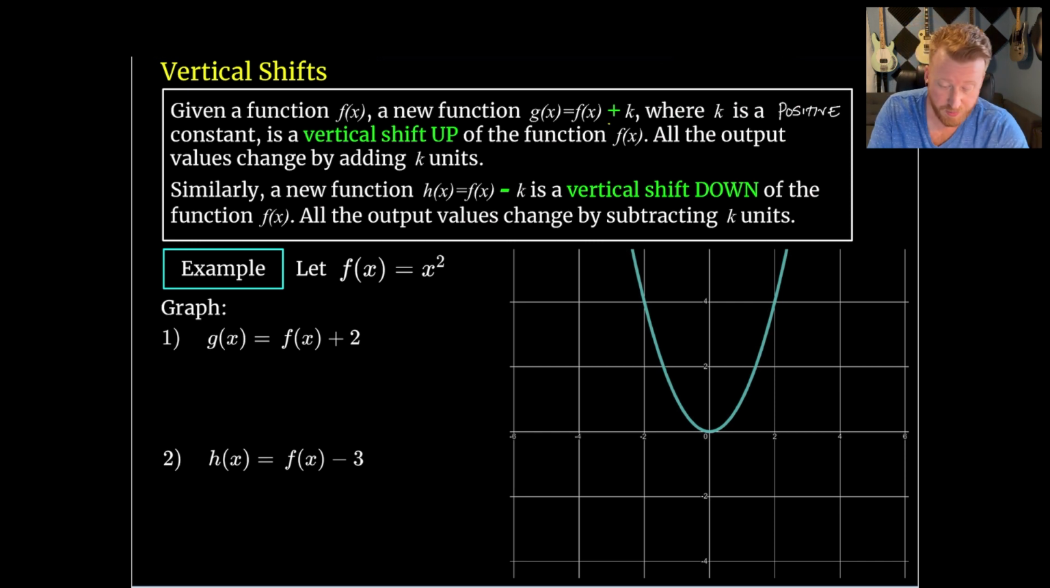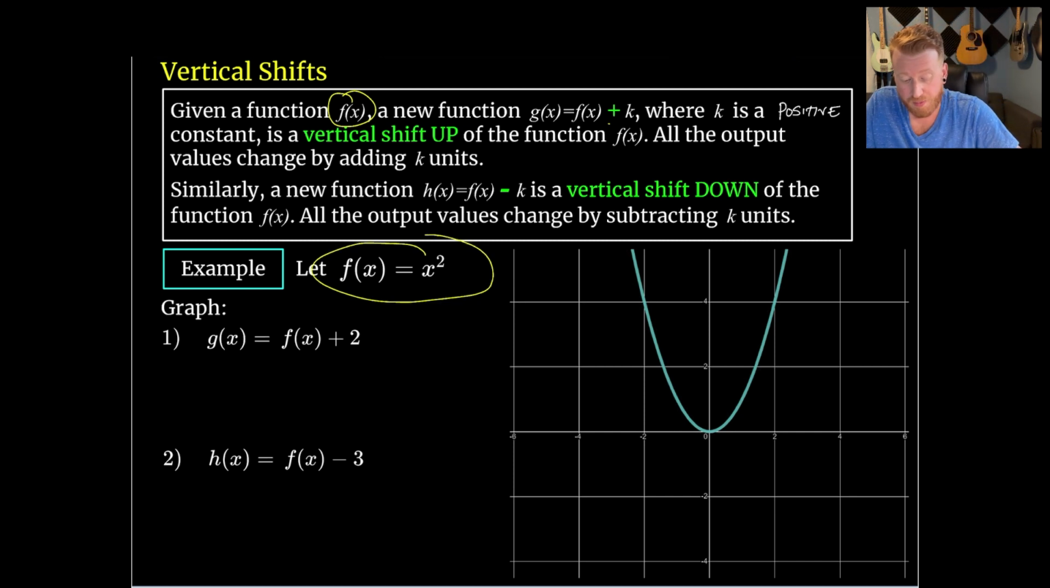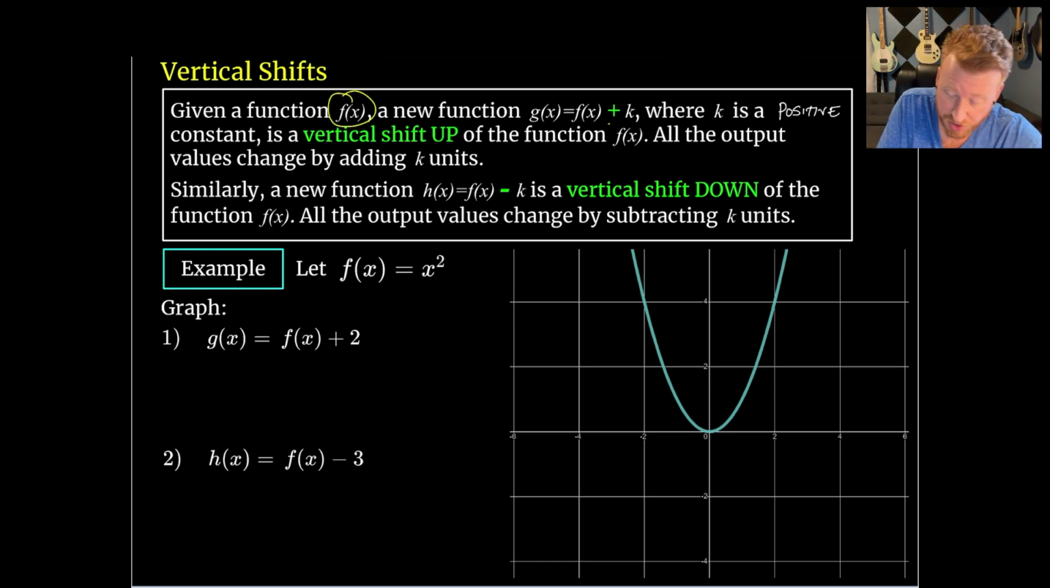If we start with some given function f of x, and we're going to be looking at an example here where f of x is just our basic parabola, x squared, that we might call our parent function. If we want to find some new function, perhaps called g of x, we can just build that from our old function. It says take f of x and add some value k to it, where k is a positive constant, and the result will be to shift the entire graph up by k units.